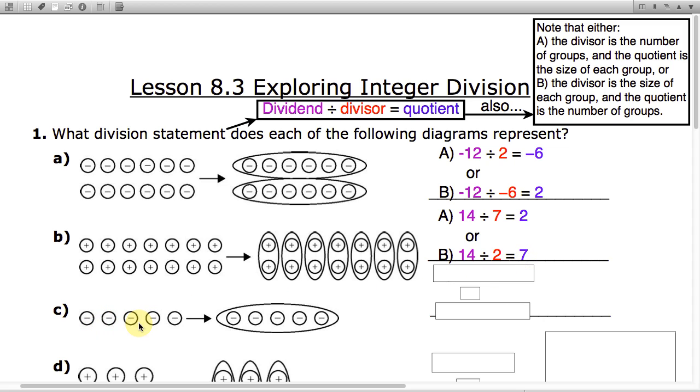The next one, part C, we've got -5, which we're only dividing into one group, size -5. So dividing by one group, you get a group of size -5. Or you can say, take your -5, which is your dividend, it's the number of chips that you're starting with, and divide it into groups of size -5. How many groups could we get? Just one.